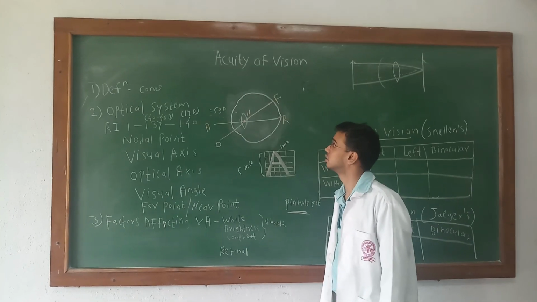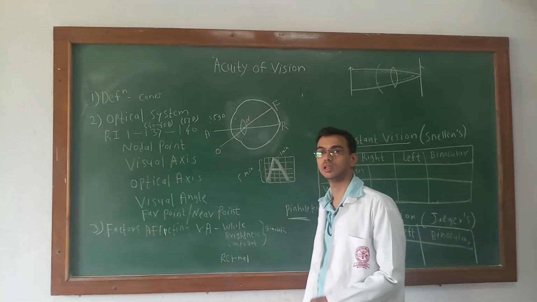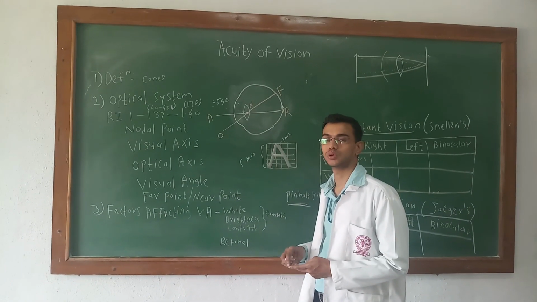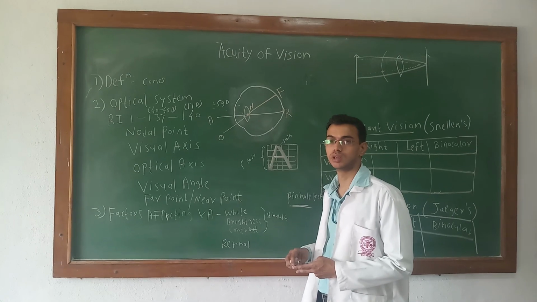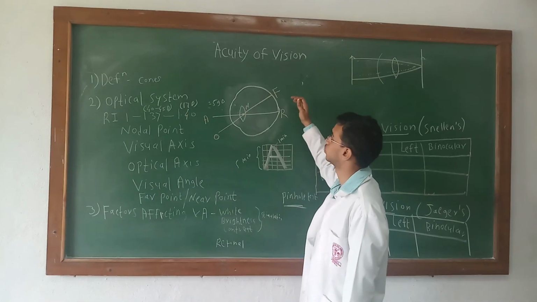So today's practical is about acuity of vision. In the last practical, we discussed the clinical examination of the eye, that is the anatomical part, and then how to examine the various visual reflexes. With the continuation of this, today's practical is acuity of vision.